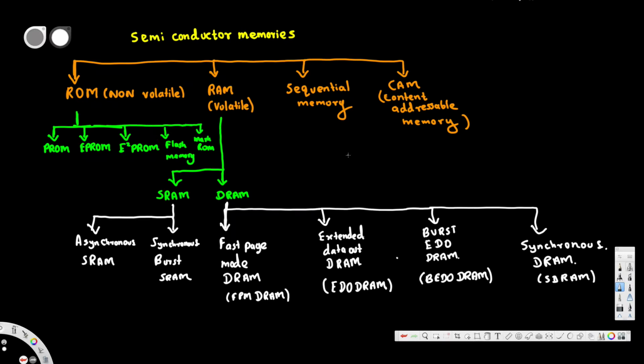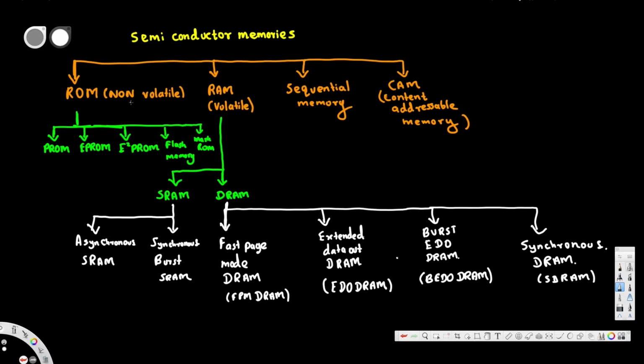What's going on, guys? In this video we are going to take a look at memories, semiconductor memories. Semiconductor memories are basically memory elements in semiconductor devices. Now here you can see the classifications: ROM, that is read-only memory; RAM, random access memory; sequential memory; and CAM is content addressable memory. Now ROM has classifications: PROM, EPROM, E2PROM, flash memory, and also MAC-ROM.